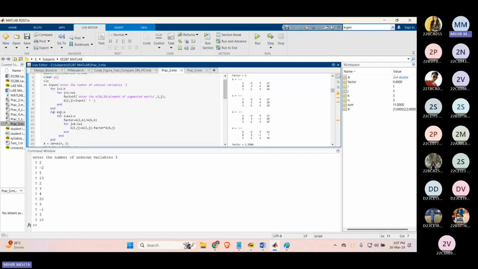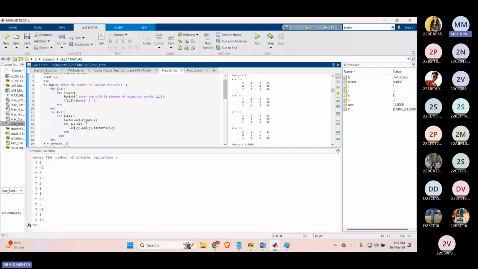So for k is equal to 1 to n, for I is equal to k plus 1 to n. Now understand, as we have said, whenever we are running any particular operation on a matrix, we'll always have two loops. One is the outer loop and the other is the inner loop. Your outer loop would always be for your rows, whereas your inner loop would always be for your columns. So here in the inner loop, your initial value of k is 1, your value of I is equal to k plus 1. So the value of k is already 1, so the value of I becomes 2.